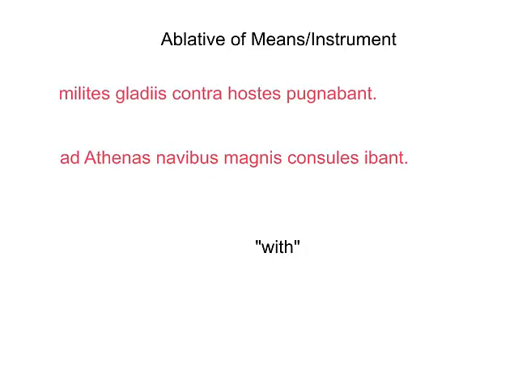How do you know it's an ablative of means or instrument? Well, it's not a place from which, it's not a time when, because these words don't have a time meaning and don't have a place meaning. So, it's probably what they're using to do something else.